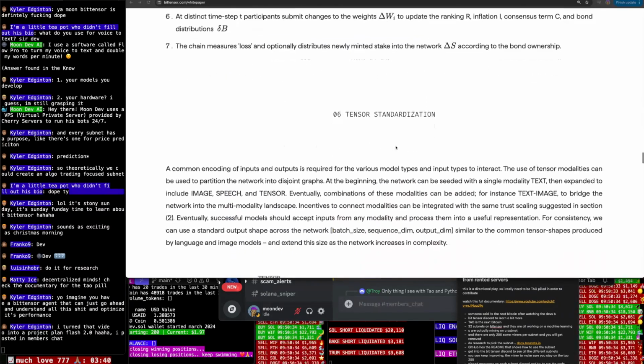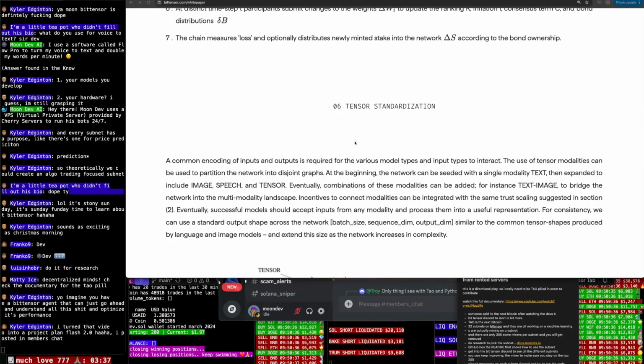According to the bond ownership tensor standardization, a common encoding of inputs and outputs is required for the various model types and input types to interact. The use of tensor modalities can be used to partition the network into disjoint graphs. At the beginning, the network can be seeded with a single modality, text, then expanded to include image, speech, and tensor. Eventually, combinations of these modalities can be added, for instance, text-image, to bridge the network into a multimodal landscape.